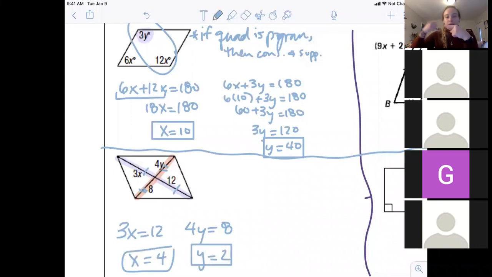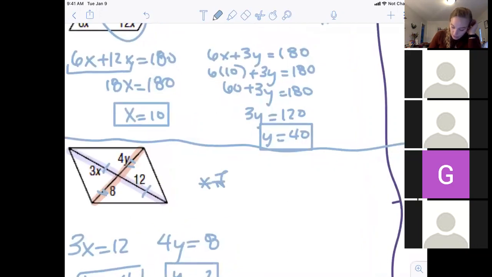Megan almost got us to the statement, but can someone tell me the official statement I need to write down to talk about these diagonals? What did we write on the front side of our paper that would tell us the exact reason? If a quadrilateral is a parallelogram, then diagonals bisect each other. Very good, Allie. If a quad is a p-gram, then diagonals bisect each other.